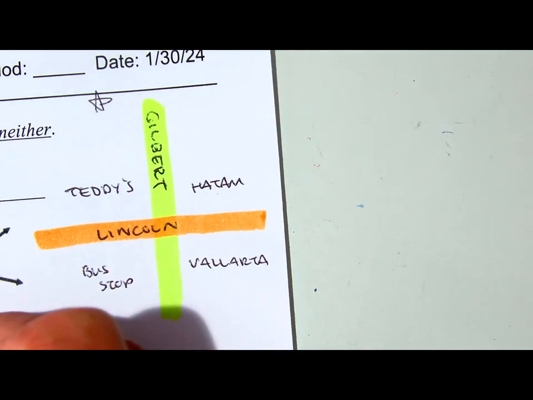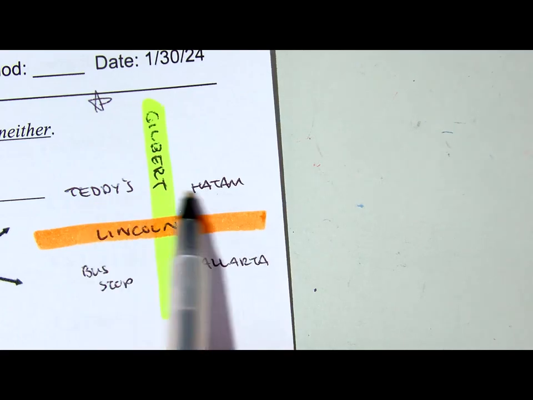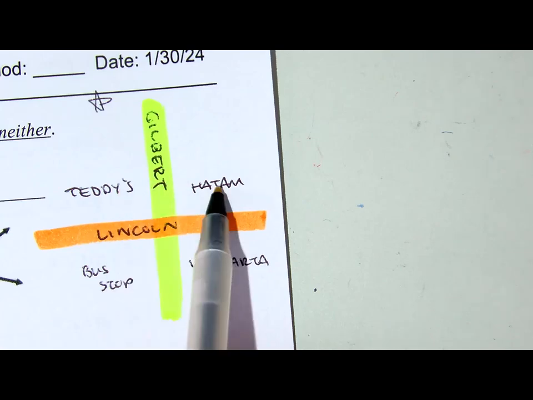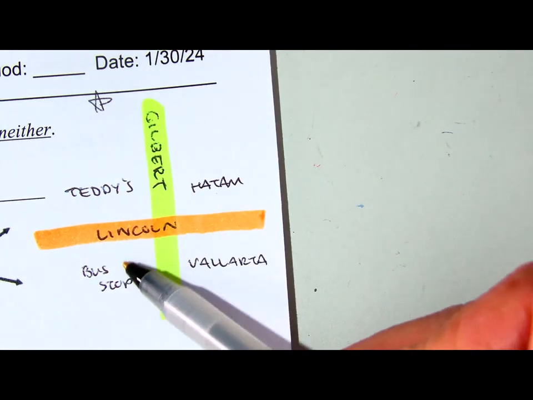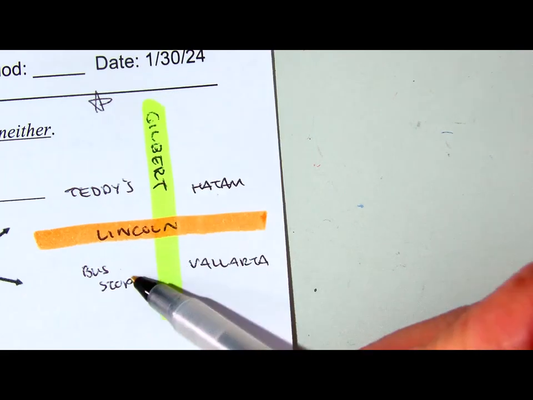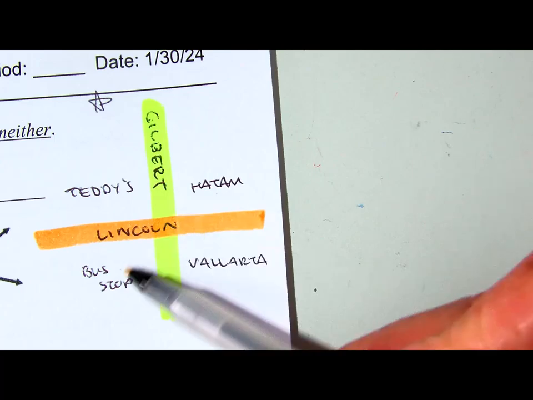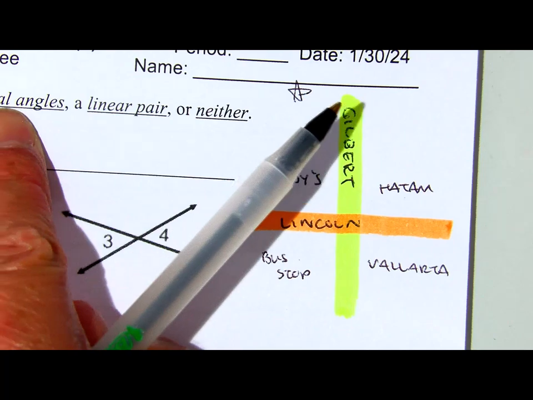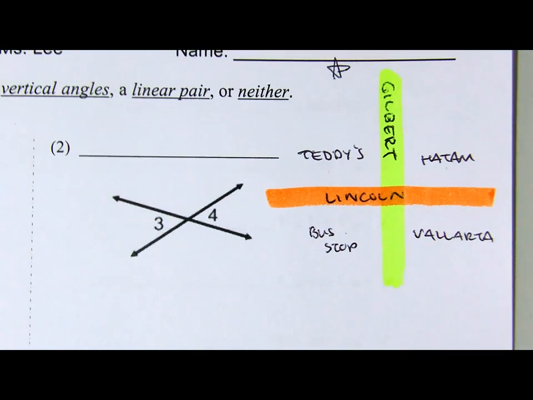Notice it has the word line in it. Lincoln Boulevard. They are adjacent. Adjacent also means next to. Okay? But the bus stop in Hatam's, you have to go across two streets, right? You have to go across the intersection. That is called a what? That's called a vertical angle. Okay? So hopefully that is a quick reteach of the concepts.